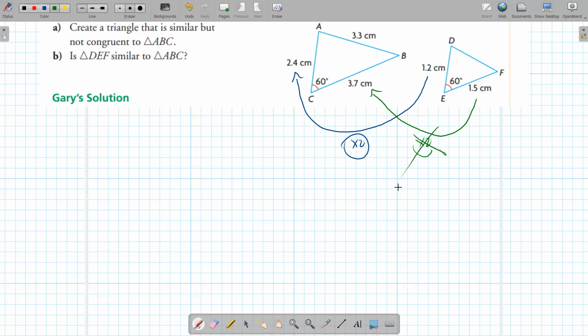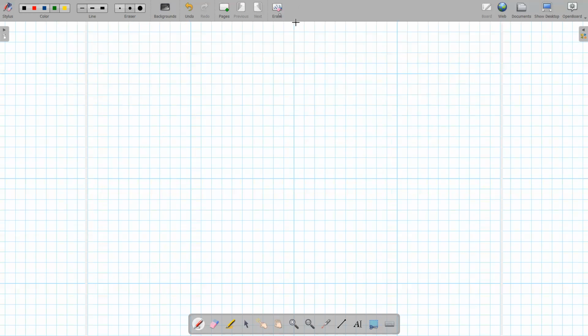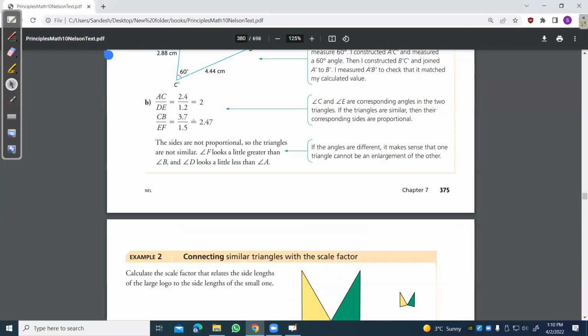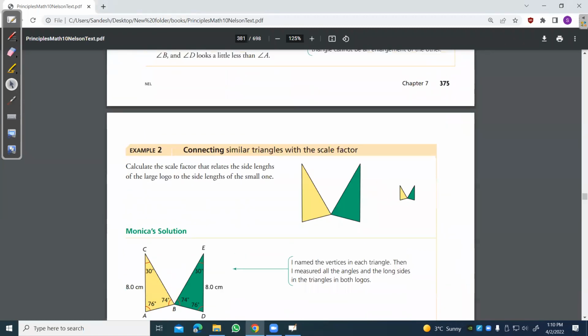Because if they've been increasing by the same amount, the scale factor should have been the same. In this case, this times 2 is not that, so these two triangles are not similar. Alrighty? Now let's look at these.